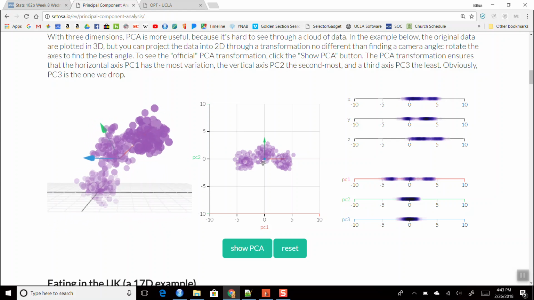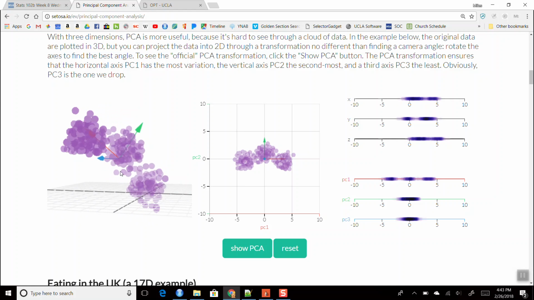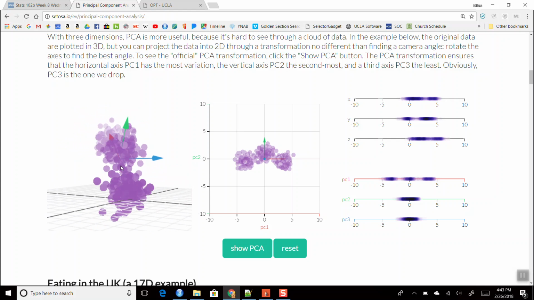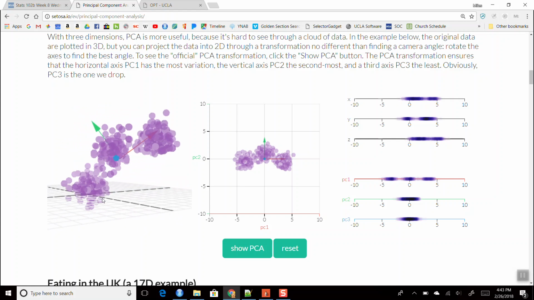Okay, and so if we look at the red and the green, this captures the most amount of variation, and yes, blue is kind of the leftover variation, but if we look at the blue axis, we're not losing too much information.